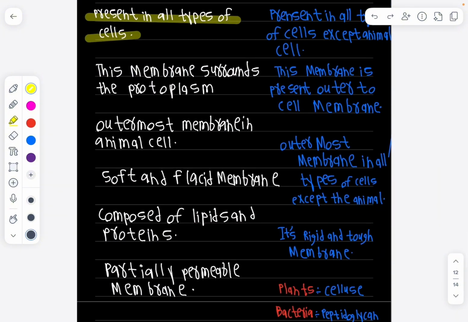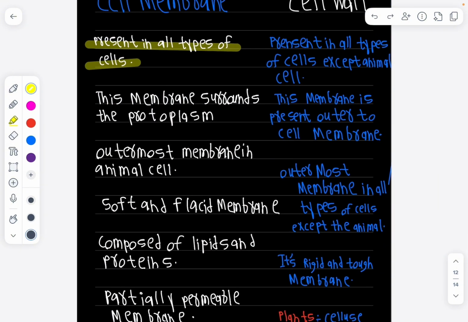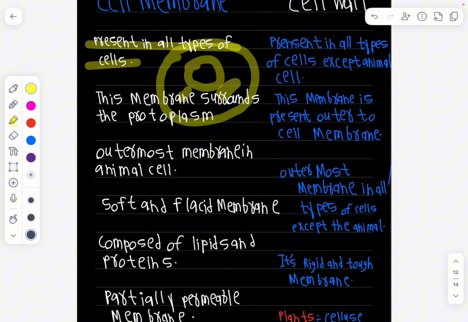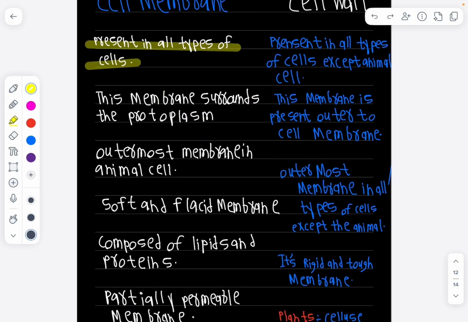As we were talking about, it is the outermost membrane in the animal cell. First we said that it's present in all types of cells. Then this membrane surrounds the protoplasm. If you see here, this is the cell membrane. This is the nucleus and these are all the structures. In the animal cell, the cell membrane is the outermost membrane.